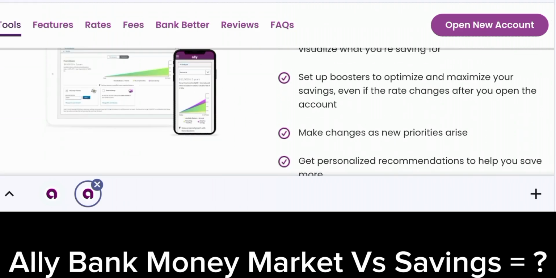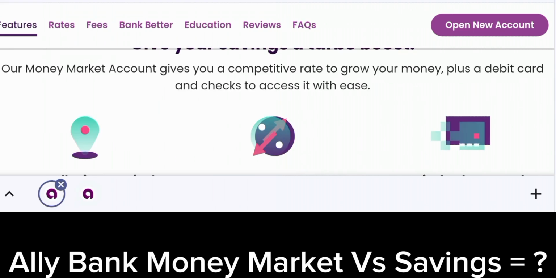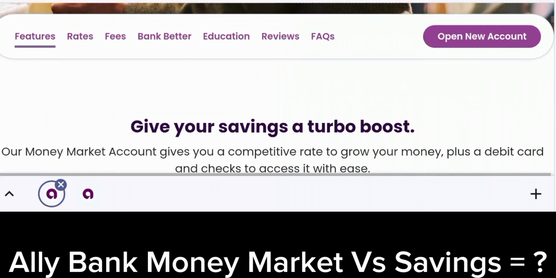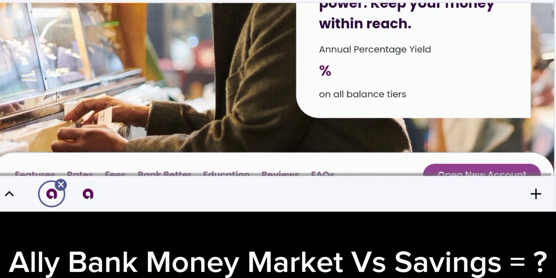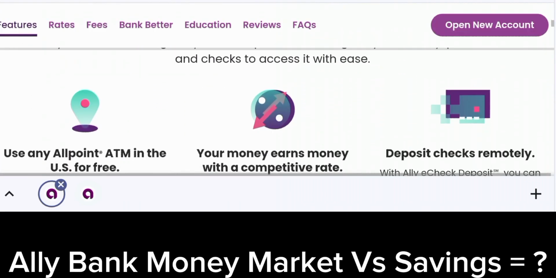All right. Talk about FDIC insurance. Both provide equal insurance coverage of up to $250,000. And account conversion flexibility also. When it comes to the Ali Bank savings, you can easily switch to money market if needed. And also when it comes to the money market, you can easily switch to savings if needed. So it's easy to switch from one account to the other as a user of Ali Bank.